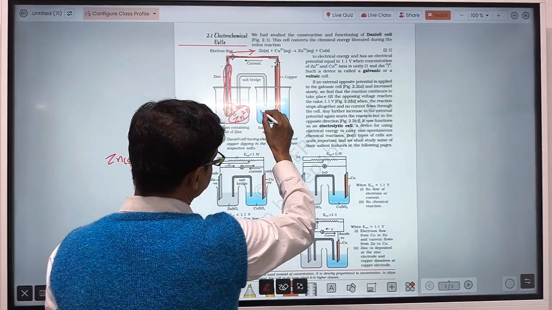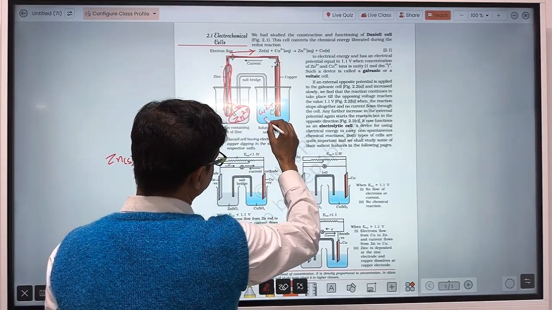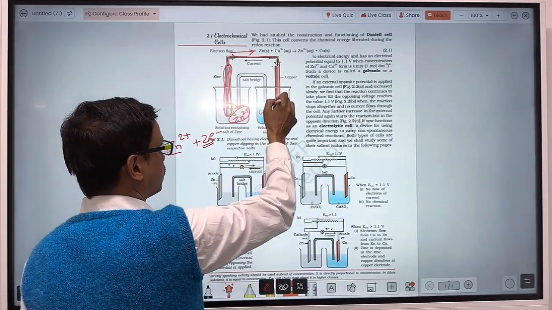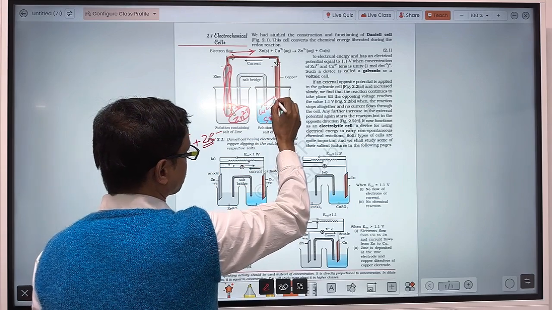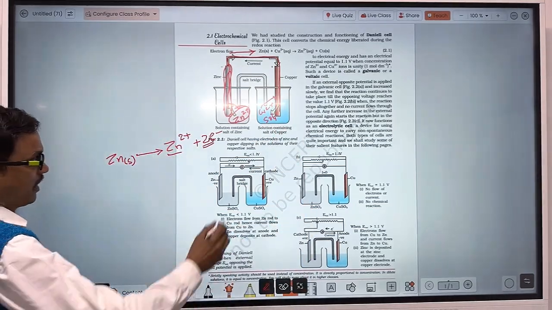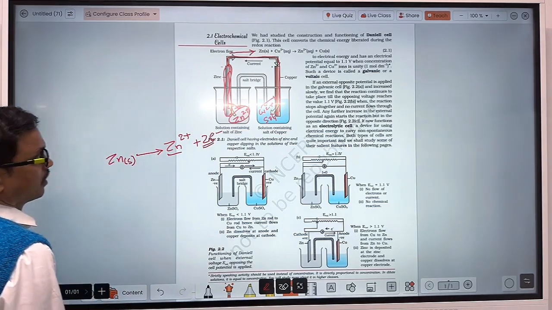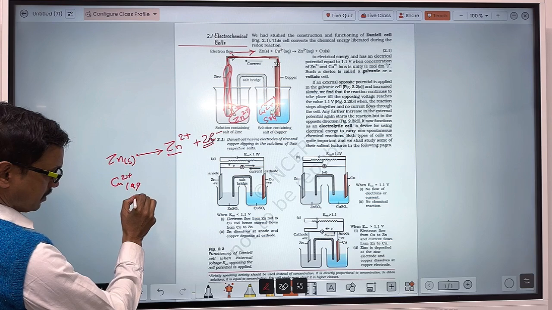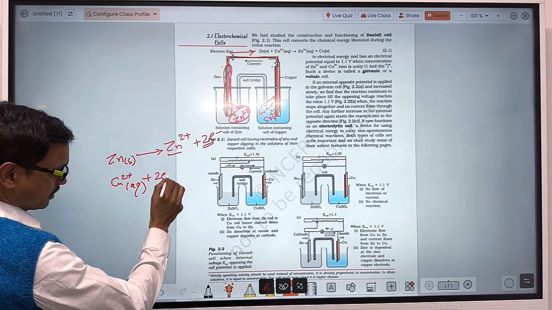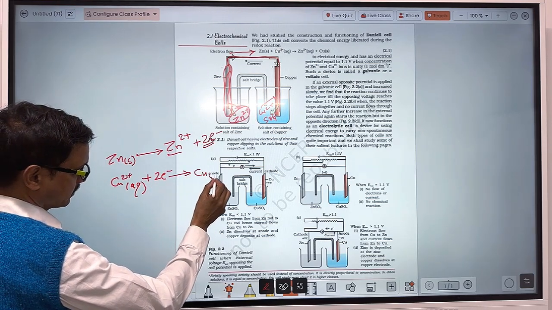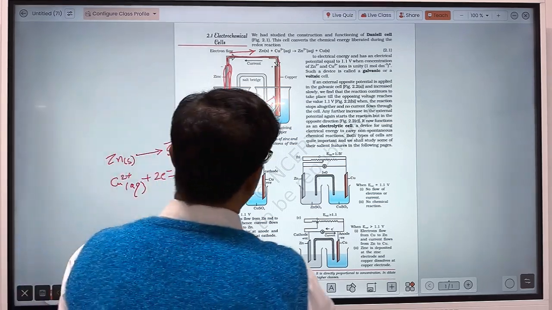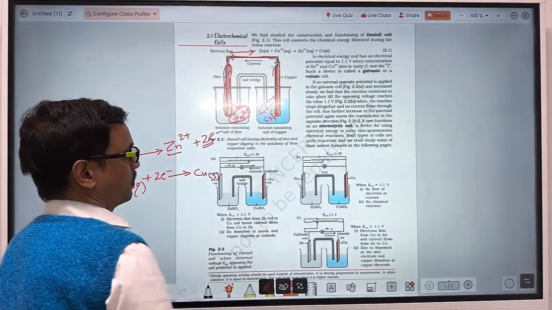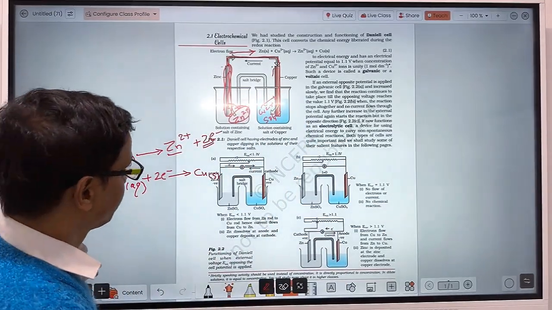Inside this solution, there are Cu2+ ions and SO4 2- ions. This rod is full of electrons, so the copper ions get attracted towards this rod. The Cu2+ inside the solution will gain 2 electrons and convert into a copper atom, and the copper atom will deposit at this rod.